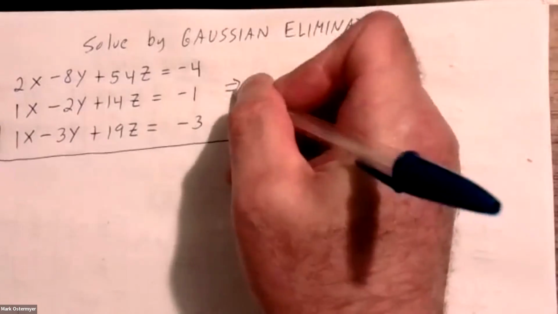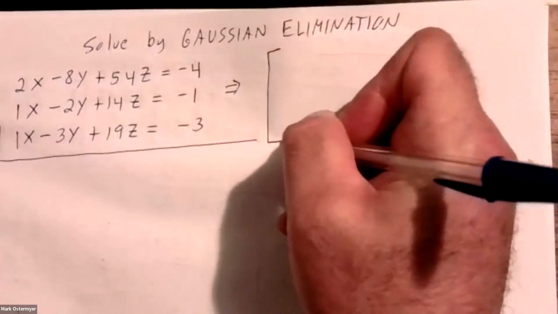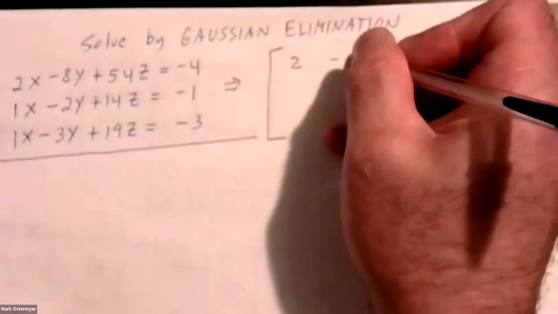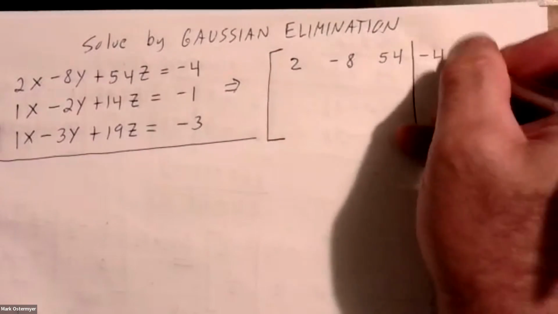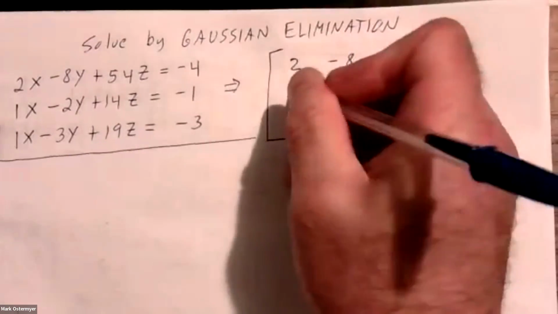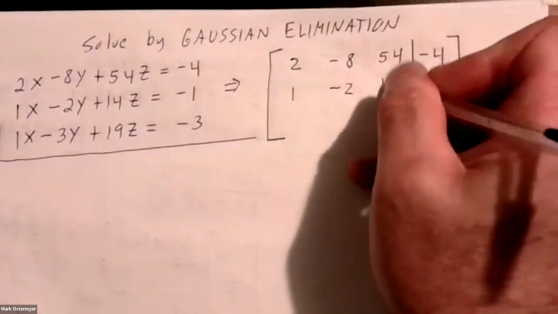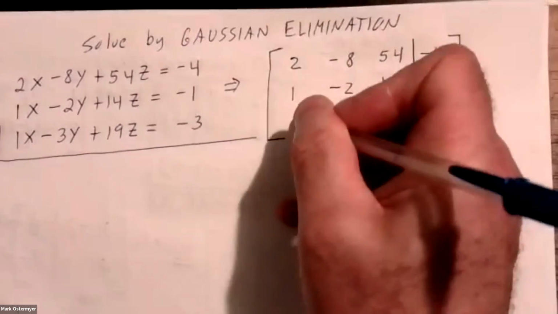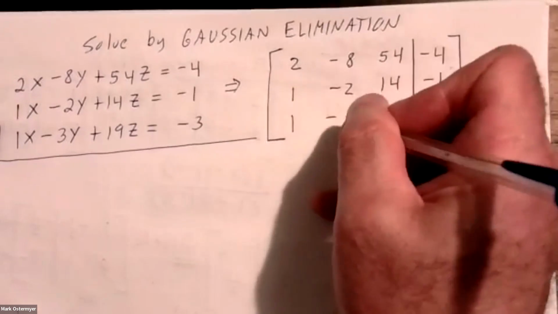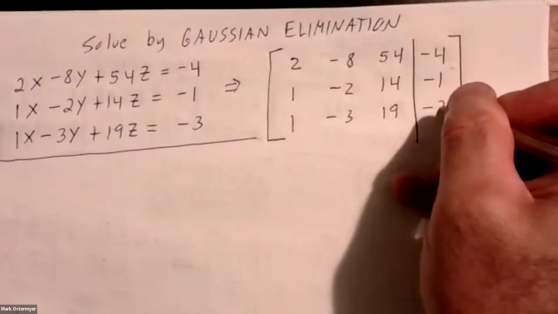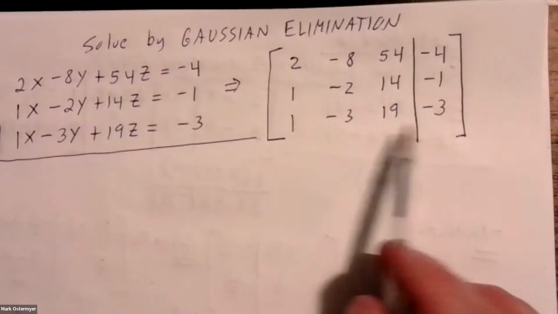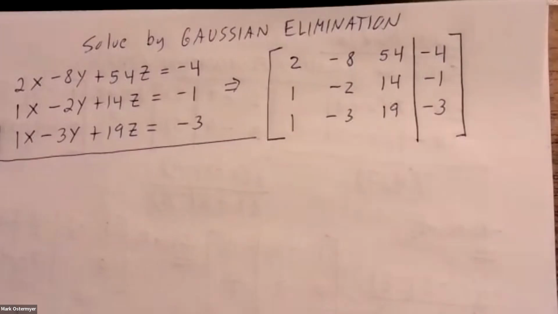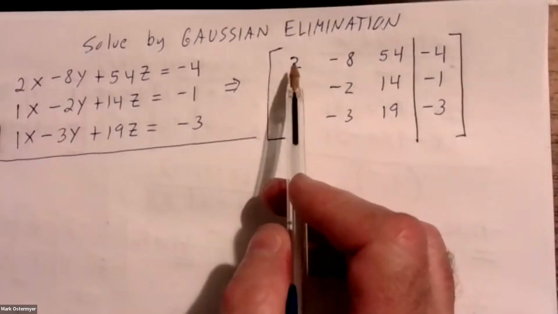To express this now, ladies and gentlemen, as a matrix, we're going to express it as a 3 by 4 augmented matrix. The first equation goes in as such. Second equation goes in as such. Third equation drops in as such. And now it's our job to reduce this down to row echelon form by performing elementary row operations.